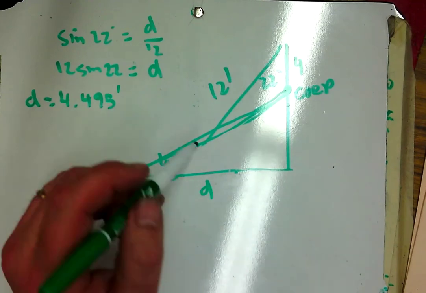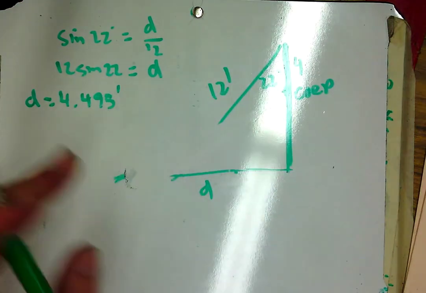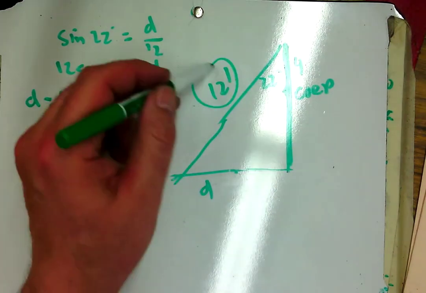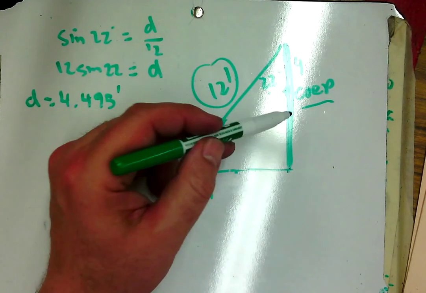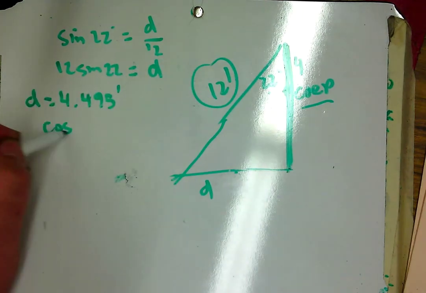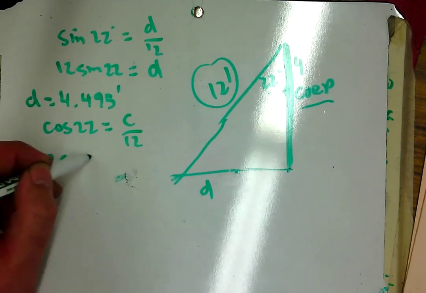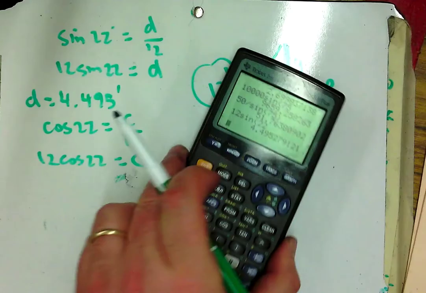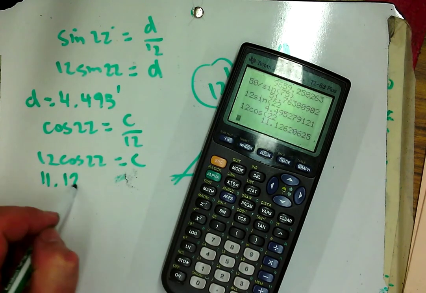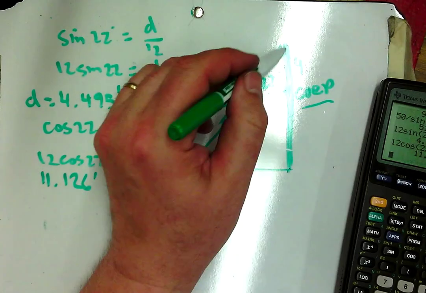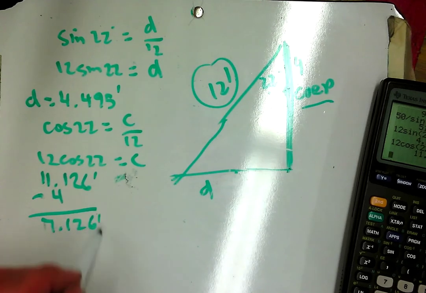Okay. Well, let's see. I guess we need to find out how high up the ladder was originally. So we know this is 12 feet, we know this is 22, and we want to find the corporation height. So this is adjacent over hypotenuse. Cosine 22 equals the corporation over 12. 12 cosine 22 equals the corporation. So 12 cosine 22 is 11.126 feet, but then the ladder slides 4 feet down, so minus 4, 7.126 feet.